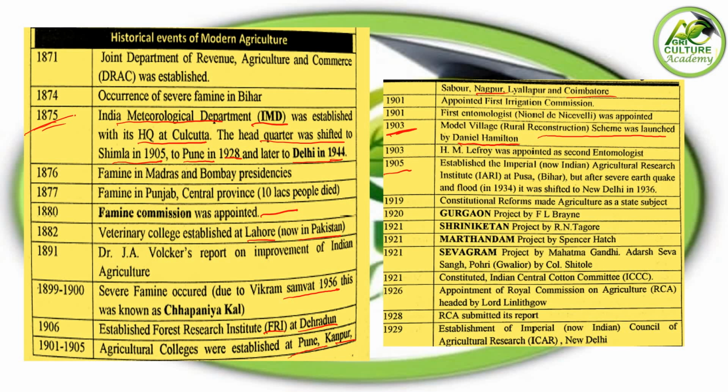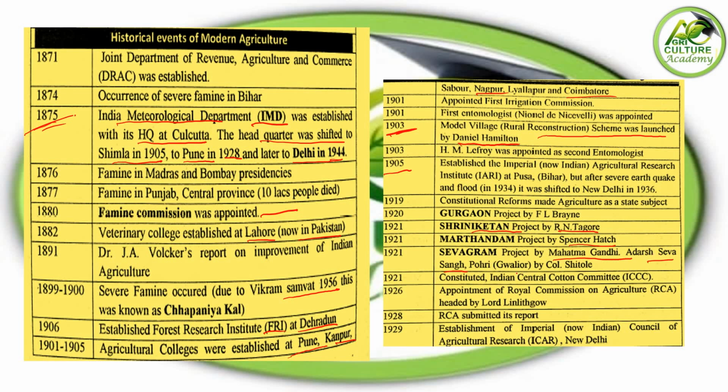So when was IARI established? In 1905, for the first time. It is the apex institute of ICAR for agriculture students. In 1919, constitutional reforms made agriculture a state project. The 1920 Gurgaon project by F.L. Brayne. 1921, Sriniketan project by R.N. Tagore. Then in 1921, Martandam project by Spencer Hatch. Sevagram project in 1921 by Mahatma Gandhi.